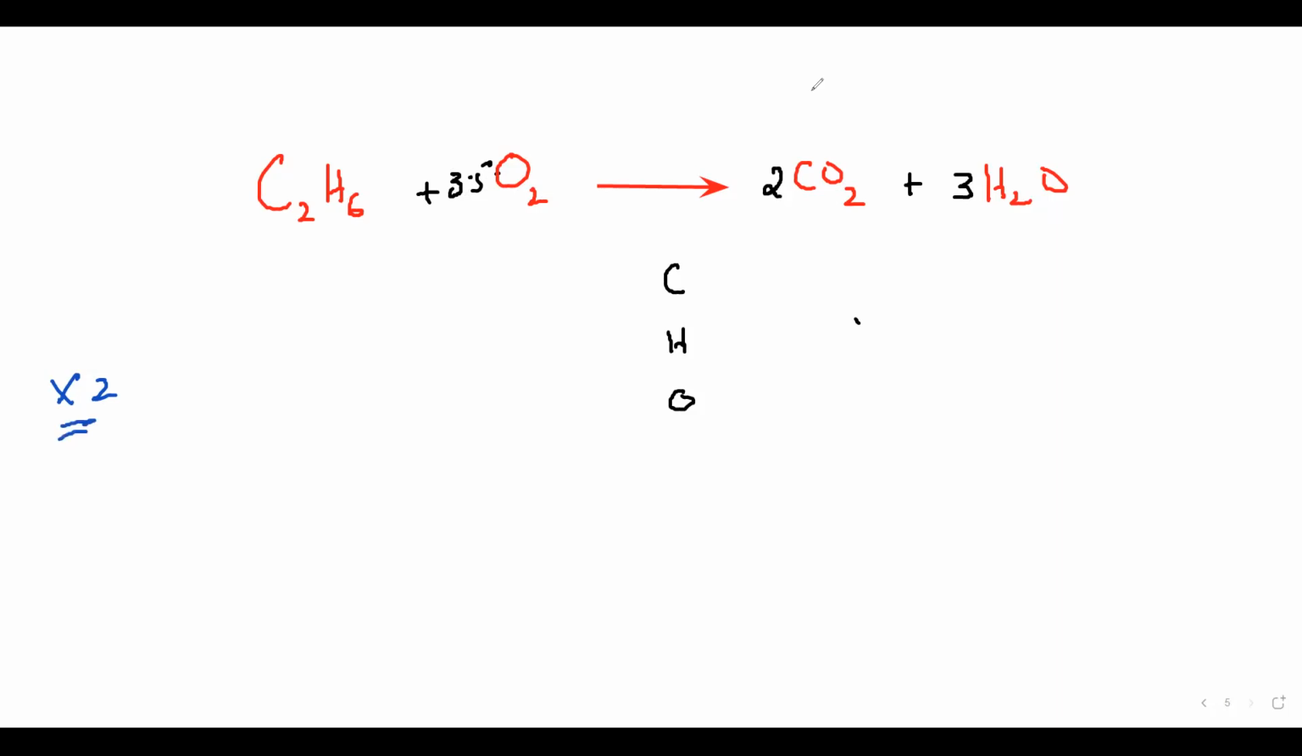So when you multiply the whole equation by 2, it will become 2 before the C2H6. Then this 3.5 will become 7. And this 2 carbon dioxide will become 4. And this 3 water will become 6. So this is the equation which is balanced in terms of carbon, hydrogen and oxygen. Is this example clear?